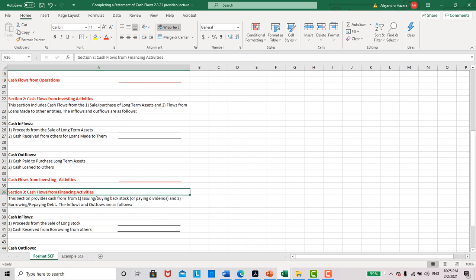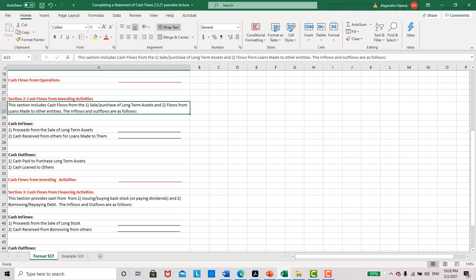Okay, now we come to cash flows from investing activities. And this is the one where it's very simple, but people get lost. There's two activities which are investing activities. This section of the statement of cash flows includes cash flows from, one, the sale and purchase of long-term assets. So that's just one activity. There's only two things that go in here. Sale and purchase of long-term assets. That's the first thing. And the second thing is cash flows from loans made to others.